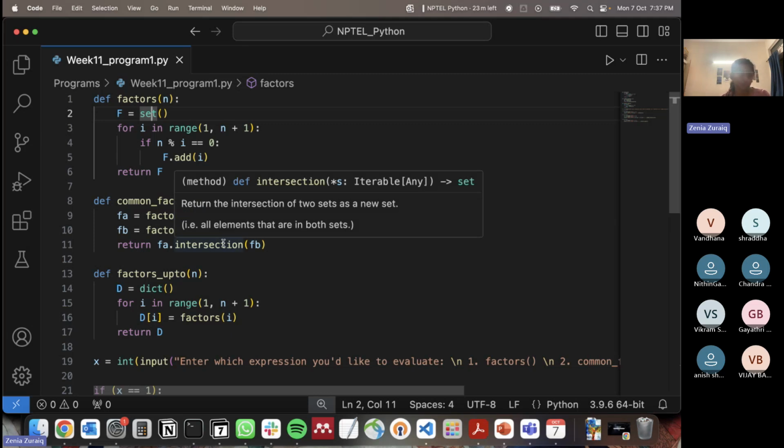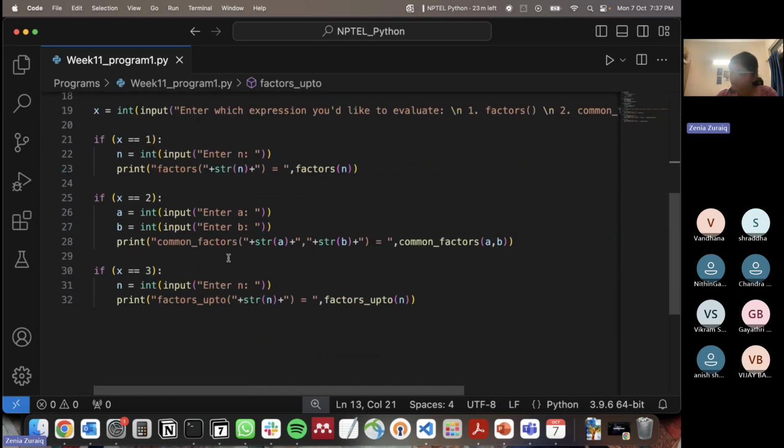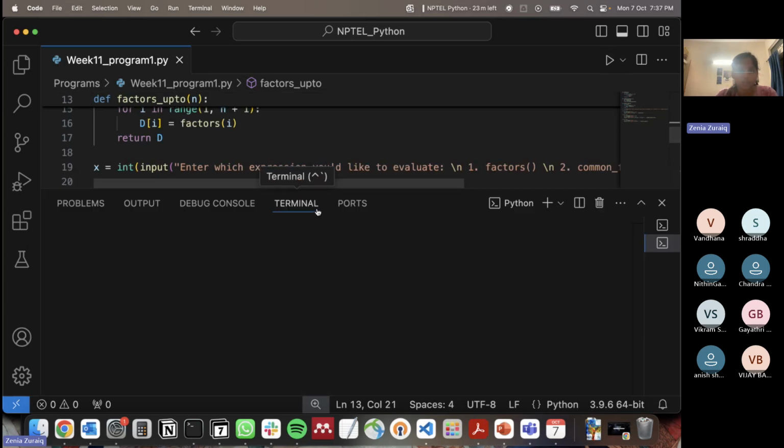Of course, this is one way to do it, but if you don't want to use set or you want to use a tuple or something, you can then just check in FA and FB which are the common things. You can make a loop, and with the loop you can go through the elements and check which are the common elements. That can also be done. Okay, so this is how common factors is done. For factors up to, you're just calling factors every time to get it. So here you can see that I just wrote a little bit of code so that we can test all of them. So let's try to test it.